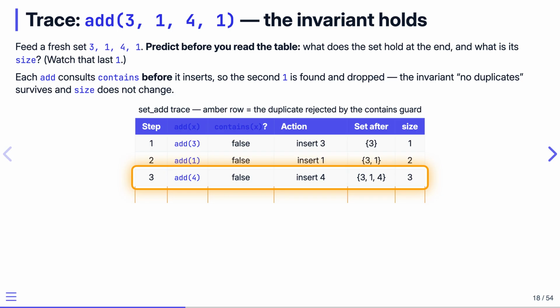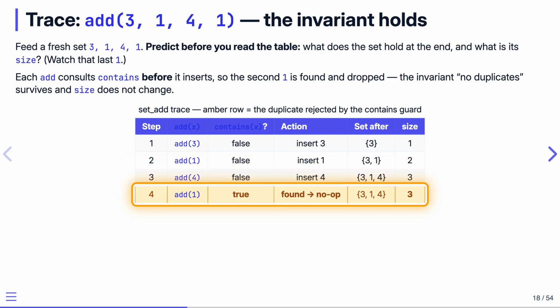Step 3, we call add of 4. Again contains is false, so we insert 4. The set now holds 3, 1, and 4 and the size is 3. Step 4 is the interesting one. We call add of 1 again. This time contains checks for 1 and it is true because 1 is already a member. So add does nothing. It is a no-op. The set stays 3, 1, 4 and the size stays at 3.